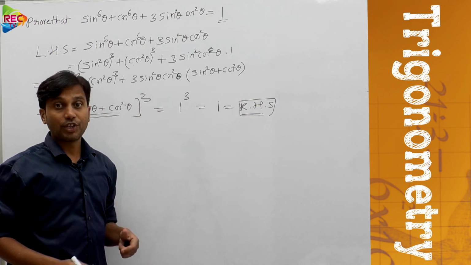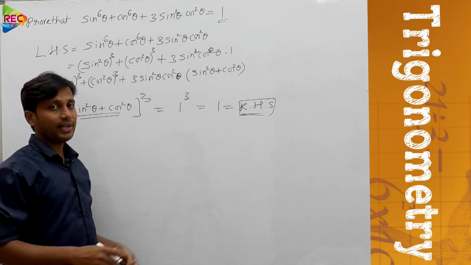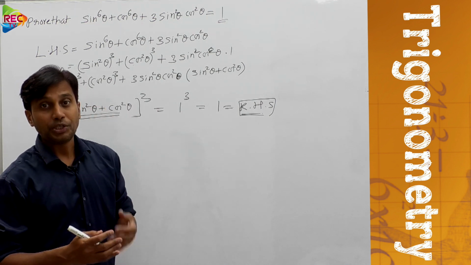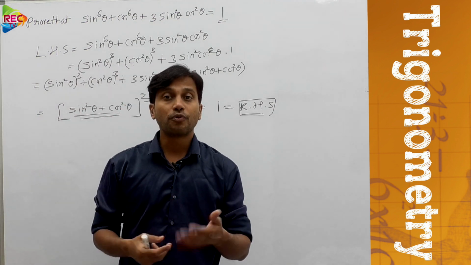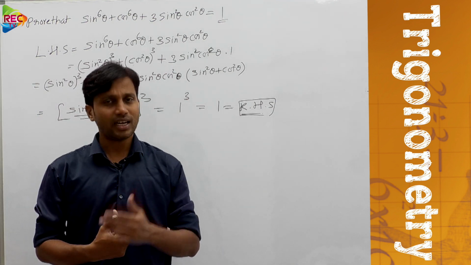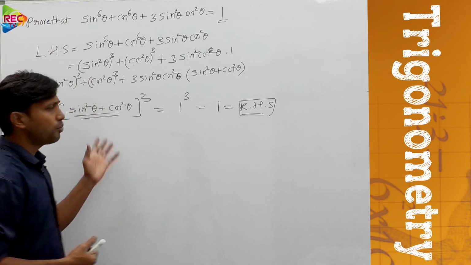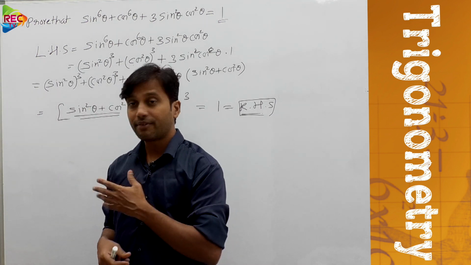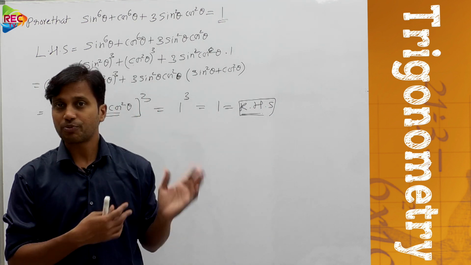Okay, we could prove this very simply by adjusting the LHS part into (a plus b) whole cube format. Understood? Like this you can solve so many problems of trigonometric identities. So I think you might have understood this, and you might have enjoyed this problem also.